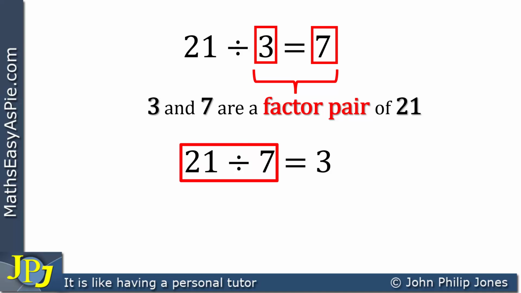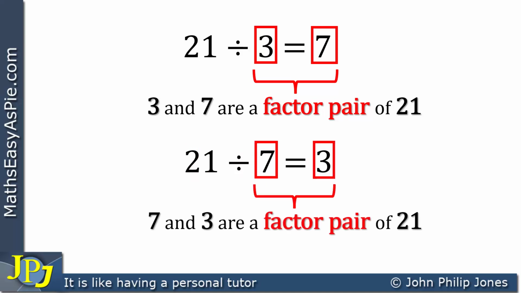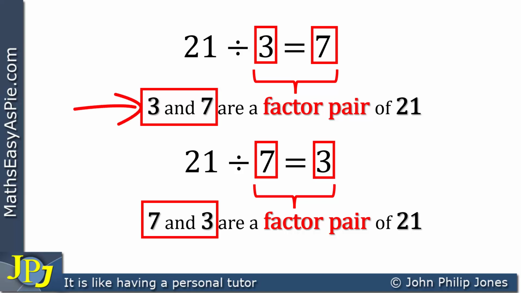And you can see when I divide by 7, it gives me a whole number, 3. So I can mark these off as a factor pair. Now what we need to observe is the 3 and the 7 is a factor pair of 21. Likewise, the 7 and 3 are a factor pair of 21. And in fact, 3 and 7 is the same factor pair as 7 and 3. It's just that they're written in a different order. The top one, 3 and 7, and the bottom one, 7 and 3.